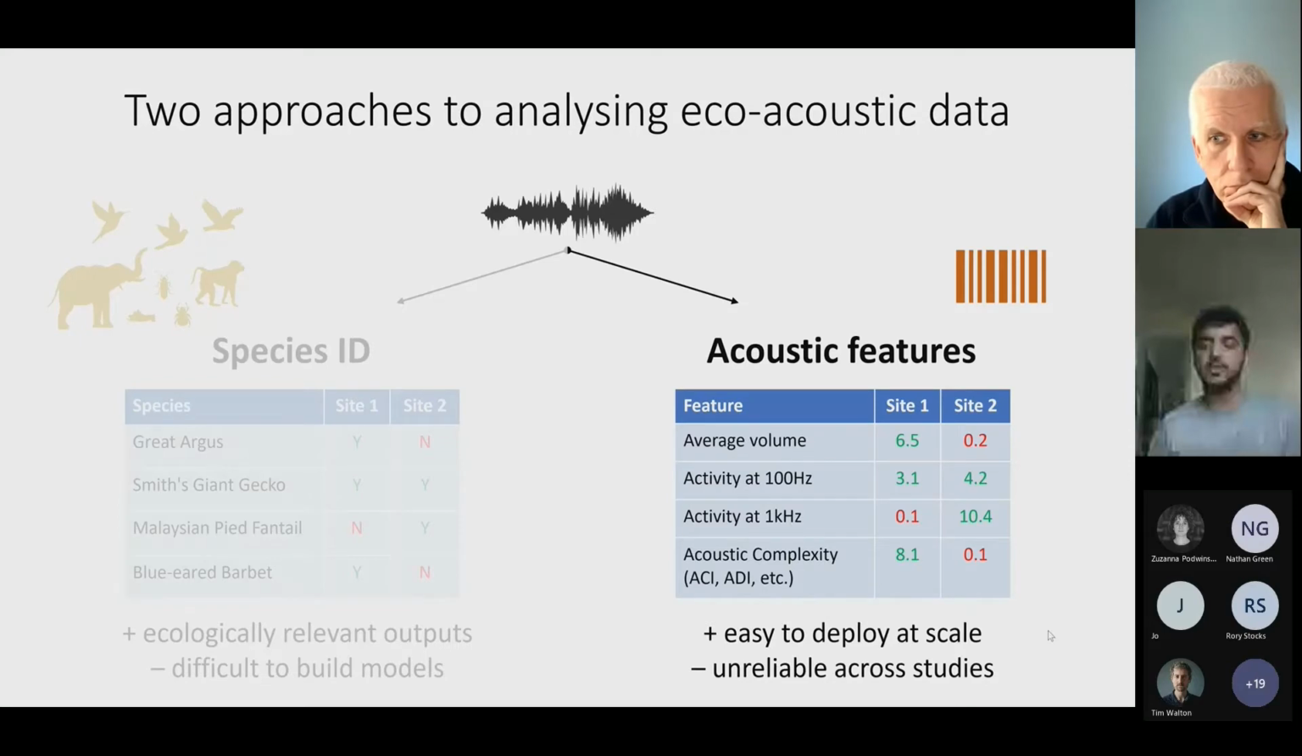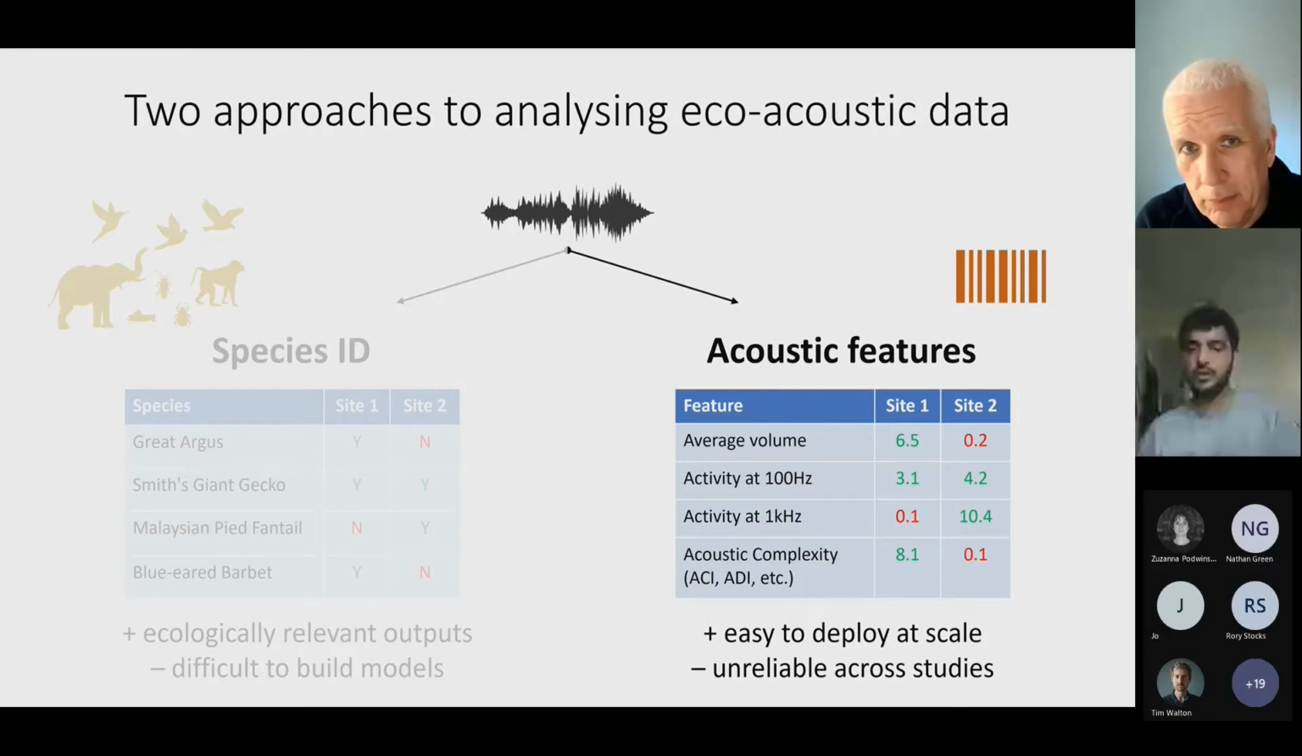Now, another option is the acoustic feature approach, where you look at aggregate features of, say, a minute or a second of audio at a time: things like average volume, activity at different frequency bands, and complexity. These give you a number that summarizes the activity in an audio file. What's quite nice is it integrates data from all of the vocalizing species, every frog, every bird, every insect. You're not just throwing away whatever you don't find in the audio. So they're very scalable in that sense.